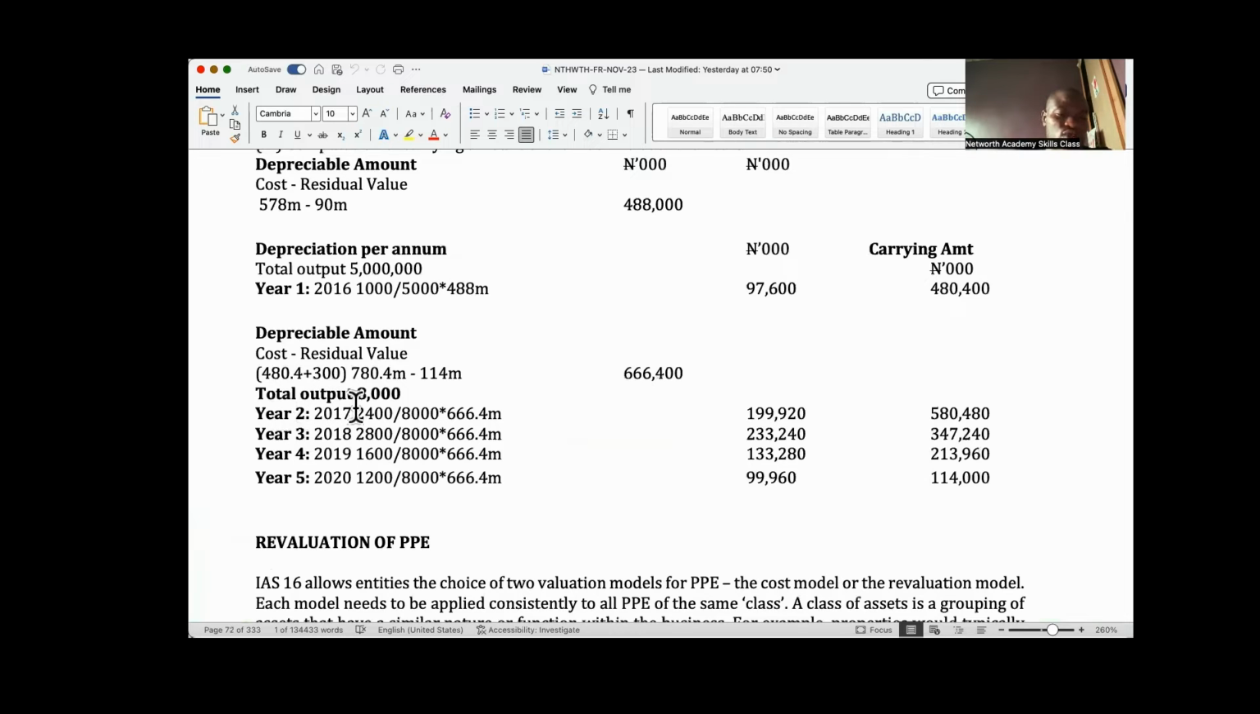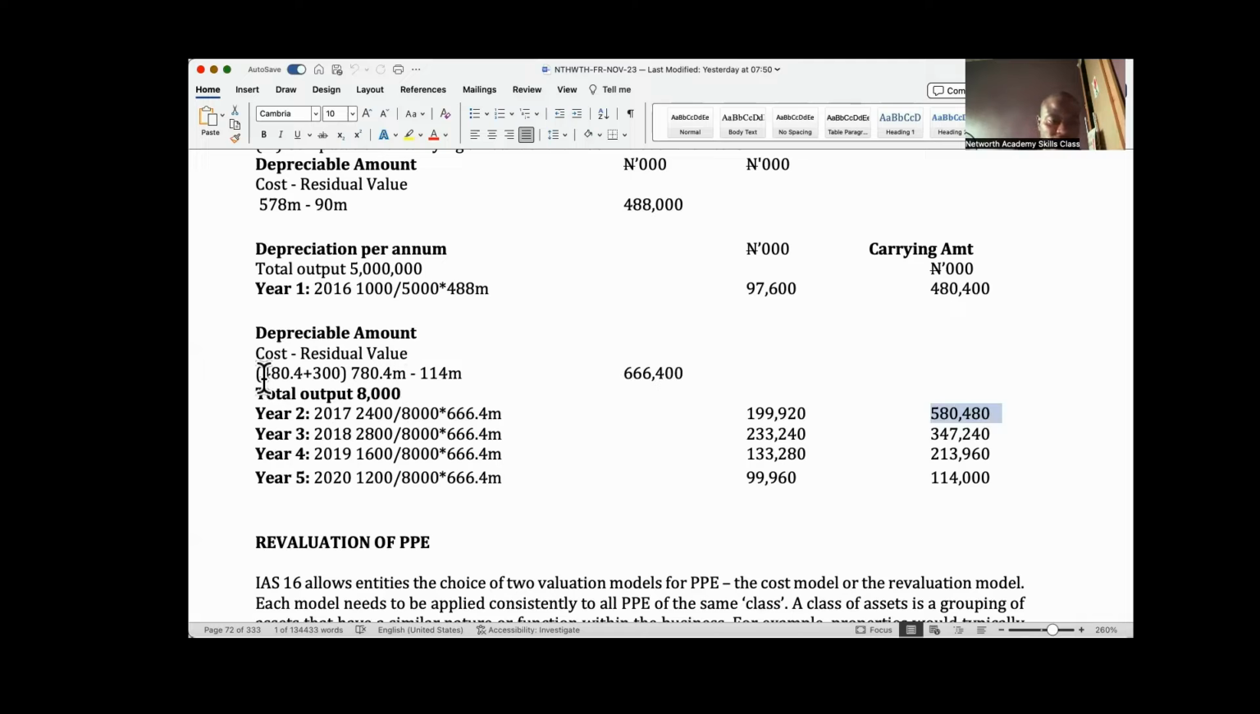So you will see in year two, my units produced is 2,400. I doubled the year two units of 1,200, because my total output has doubled. So I cannot still be using 1,200. No, it will double. So I did 2,400 over 8,000 multiplied by the depreciable amount that I got here. That gives me my depreciation to be 199,920.